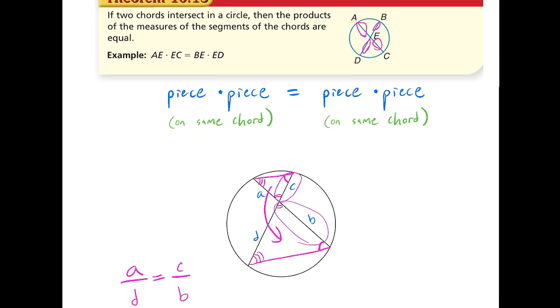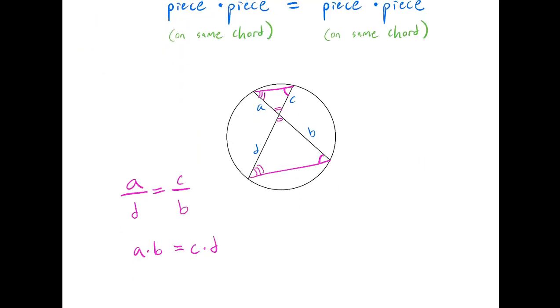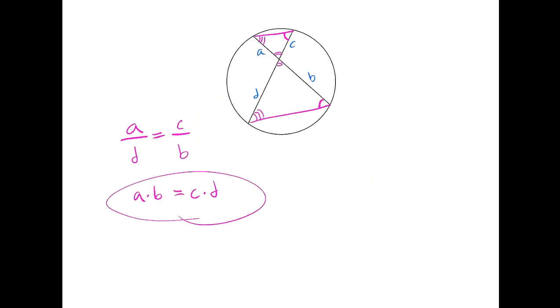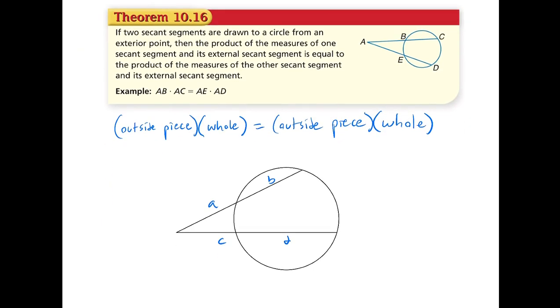I'll erase some of my work here just to clean this up. But our shortcut, which we derived from those similar triangles, is A times B equals C times D in this picture. That is going to be so useful. It's by far the one you use the most out of this whole section. All right, let's look at the next one.